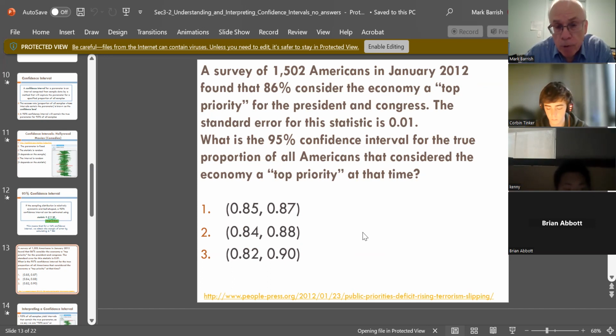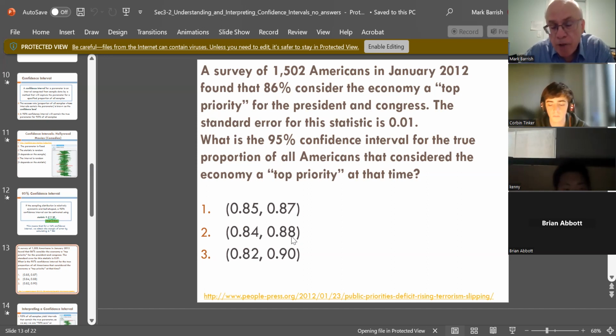86% plus 0.02 is 88%, or 0.88. So 0.84 to 0.88 is our estimated confidence interval. And what we're basically saying here, let's do the interpretation.